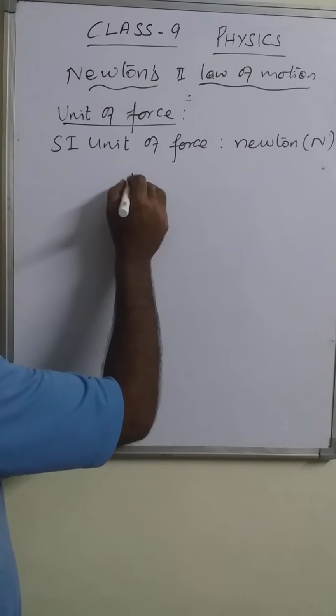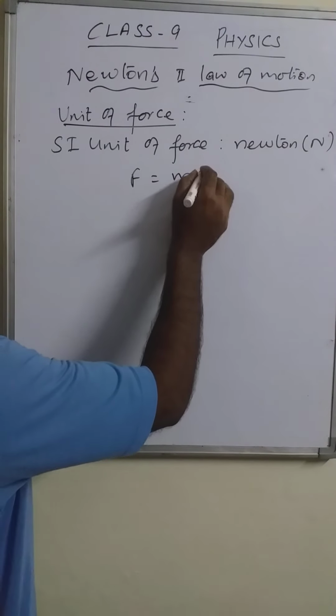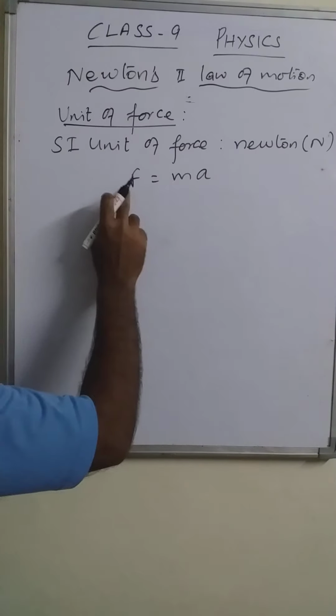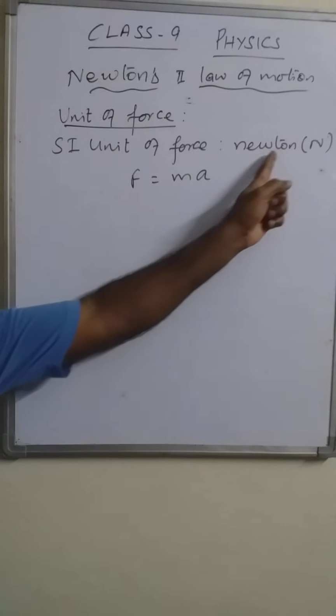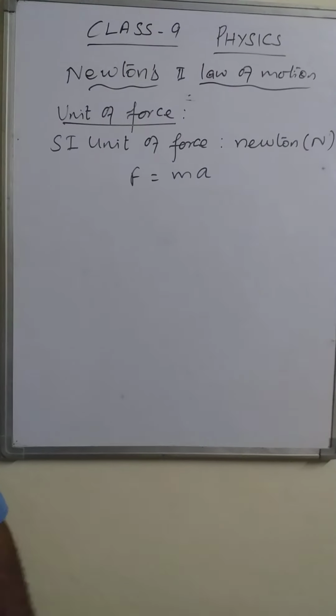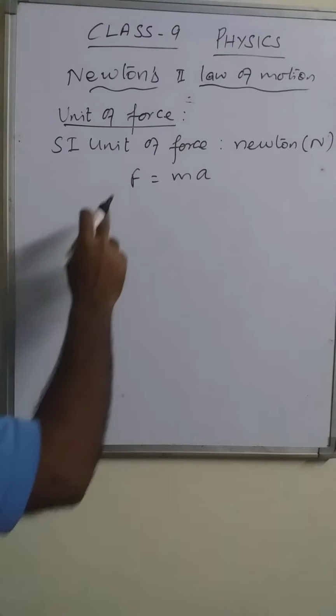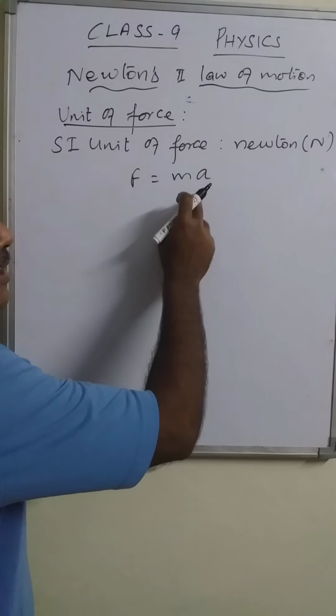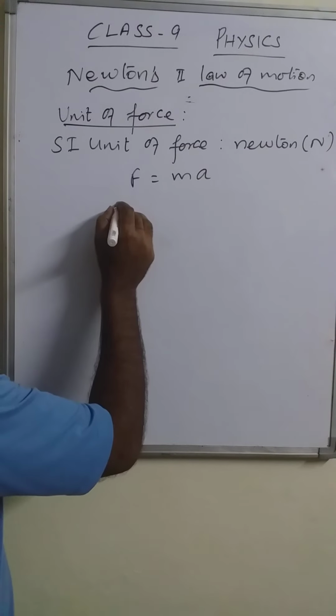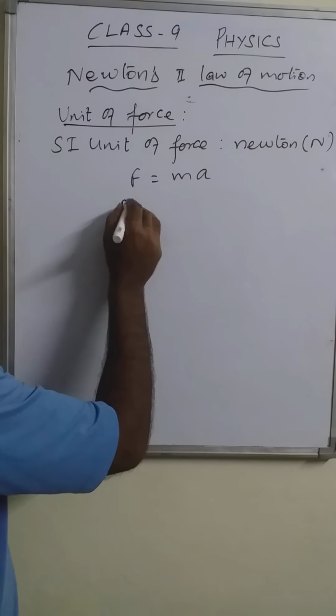So from the relation F equal to m into a, F is the force, its unit is Newton. m is mass, its unit is kilogram. a is acceleration, meter per second square. So for these terms, we can put their units. So here we write Newton.